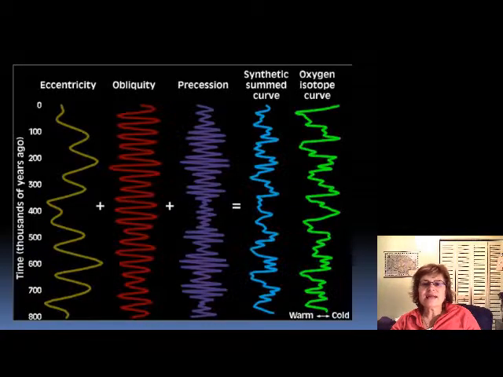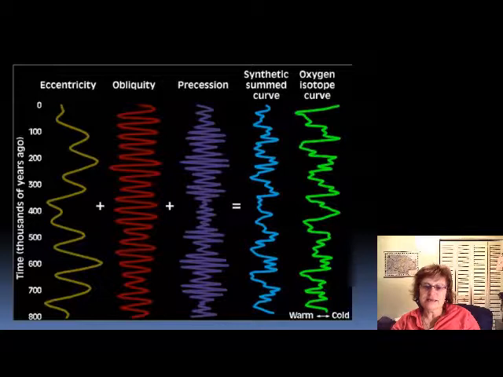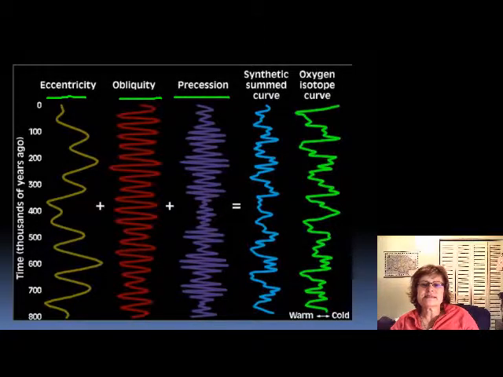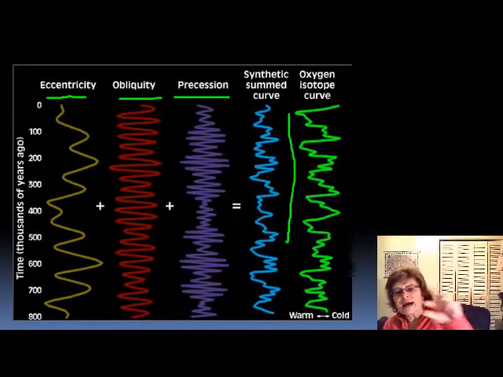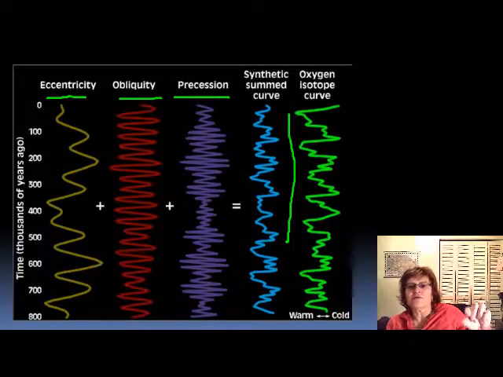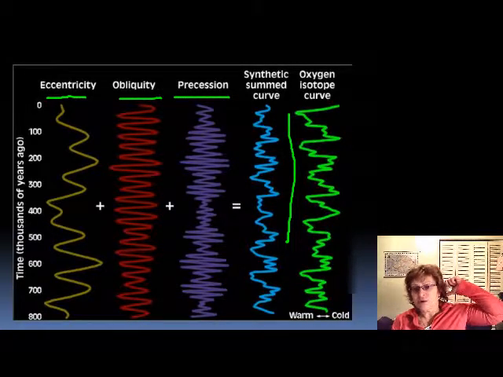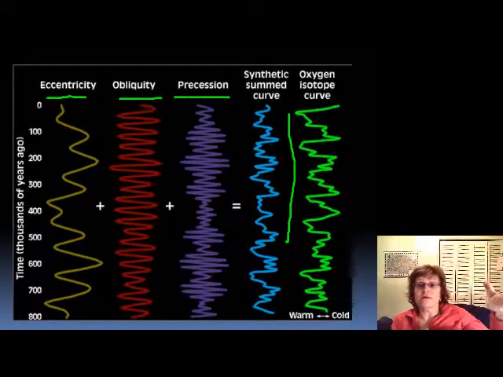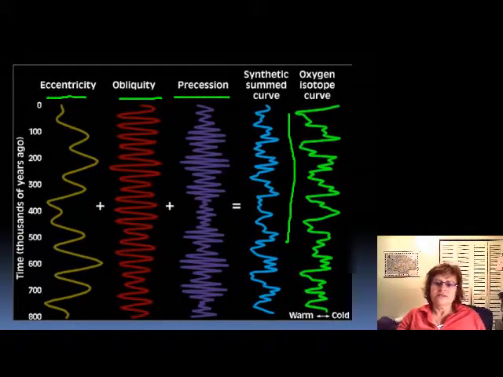And this slide really clearly shows you the 3 signals, the eccentricity, obliquity, and the precession, and the synthetic summary curve, and this is the oxygen isotope curve. It's pretty amazing how much the oxygen isotope curve actually correlates with the synthetic sum curve, the summary of the 3, I should say.